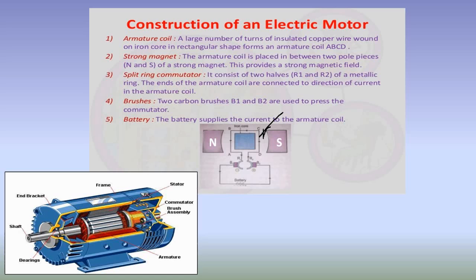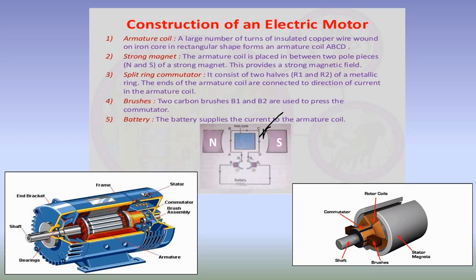And the second part is a strong magnet. So we can see the north pole of the magnet and the south pole, and this I have marked with red color. There is a north pole and a south pole, and both magnets are curved in shape. This armature coil is placed between the north pole and the south pole. Why is it placed there? It is because this magnet provides a strong magnetic field, and an electric motor needs a strong magnetic field. We will see later why it needs that.